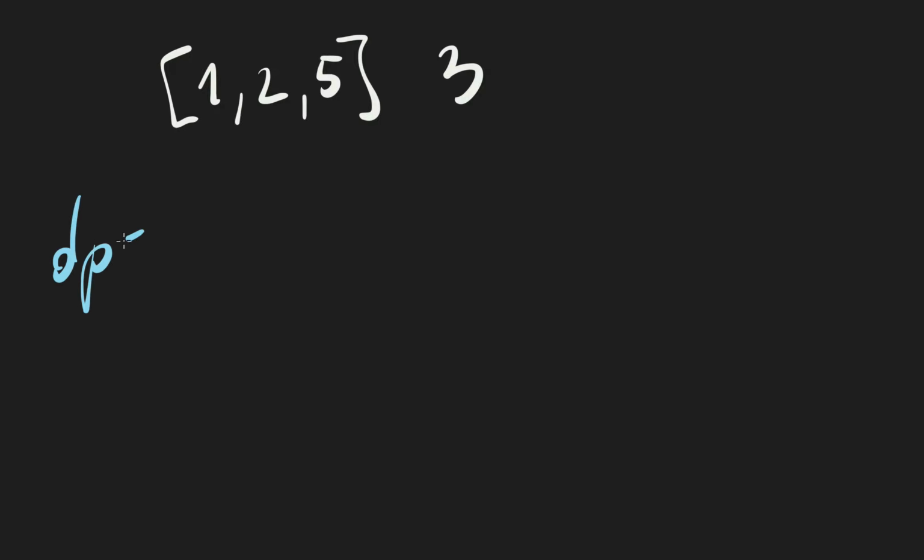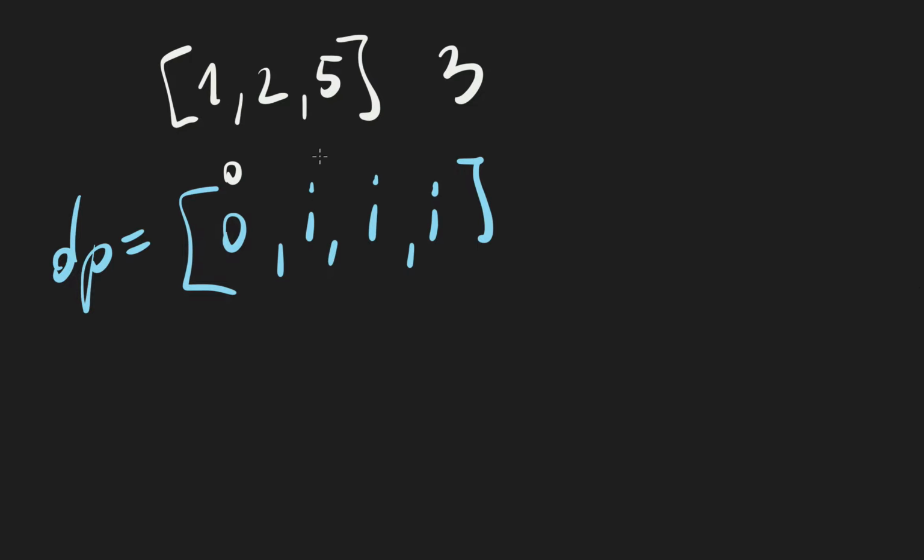What we need to do is use a dynamic programming pattern. So let's say we have coins 1, 2, and 5, and the amount is 3. What we do is initialize a DP array where the first value will be 0, and the subsequent values will be infinity. Let's just write the indices here: 0, 1, 2, 3.